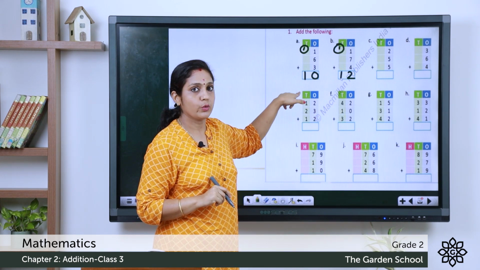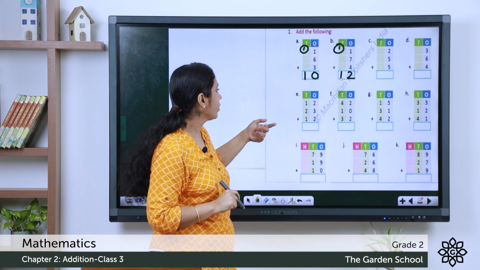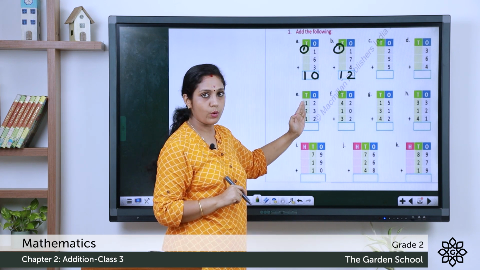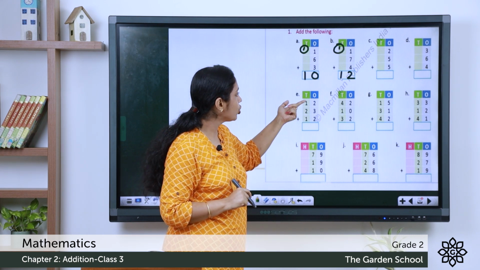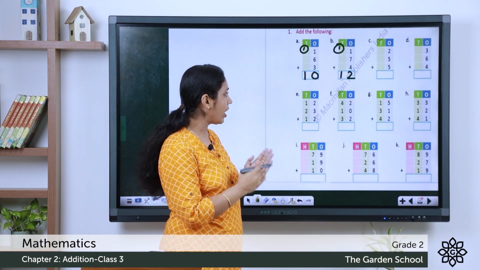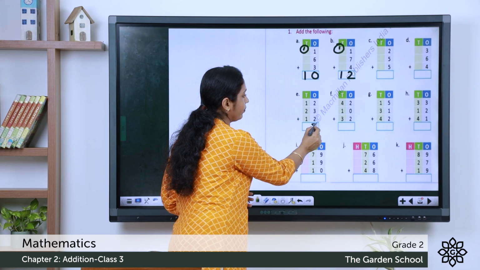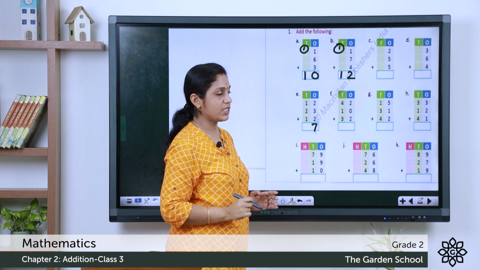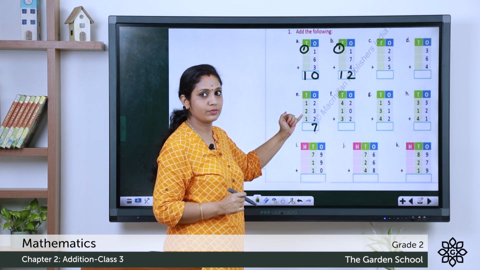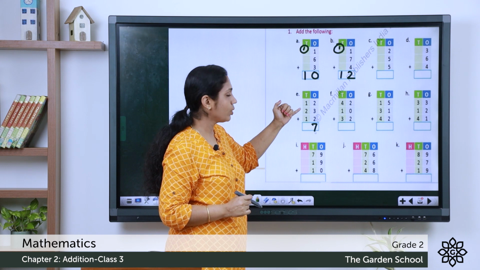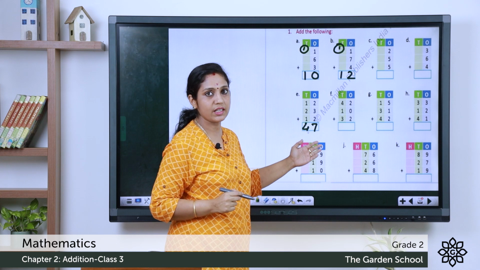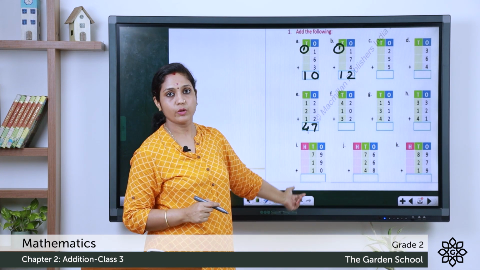Now let's do question number E. Here we have two digit numbers. So let's calculate first the one digit numbers in the ones place. So 2 plus 3 plus 2. 2 plus 3 is 5, and 5 plus 2 is 7. So write it down under the ones place. Here in the tens place we have 1 plus 2 plus 1. So 1 plus 2 is 3, and 3 plus 1 is 4. So that is the answer. Likewise, you can do rest of the questions here.